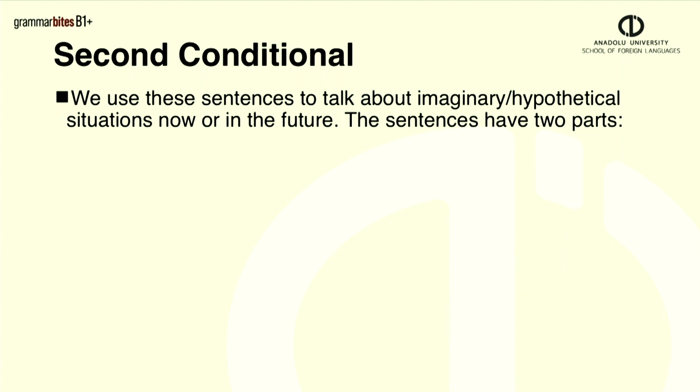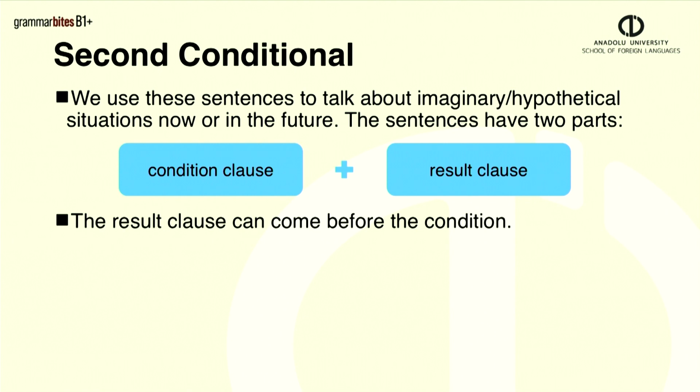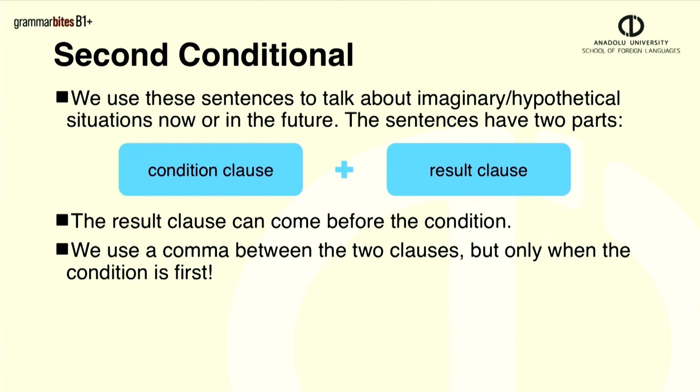As we saw, we use a second conditional to talk about imaginary or hypothetical situations. These can be now or in the future. The sentences, like all conditionals, have two parts: a condition clause and a result clause. The result clause can come before the condition without changing the meaning, but remember to use a comma between the two clauses, but only when the condition is first.